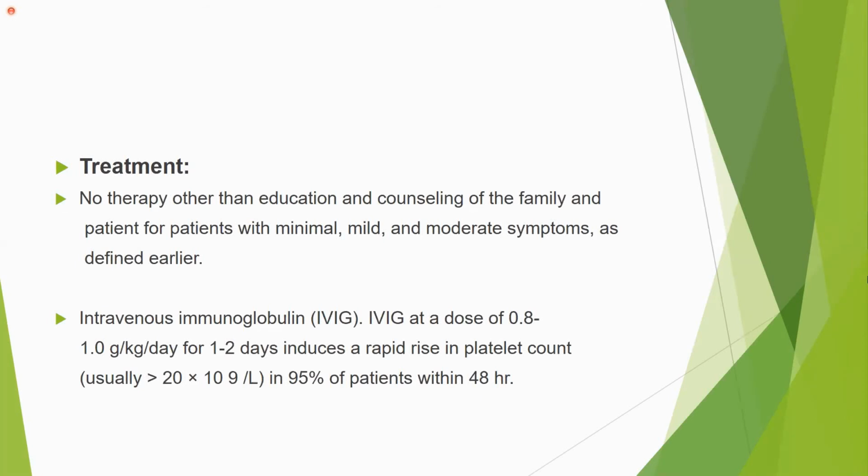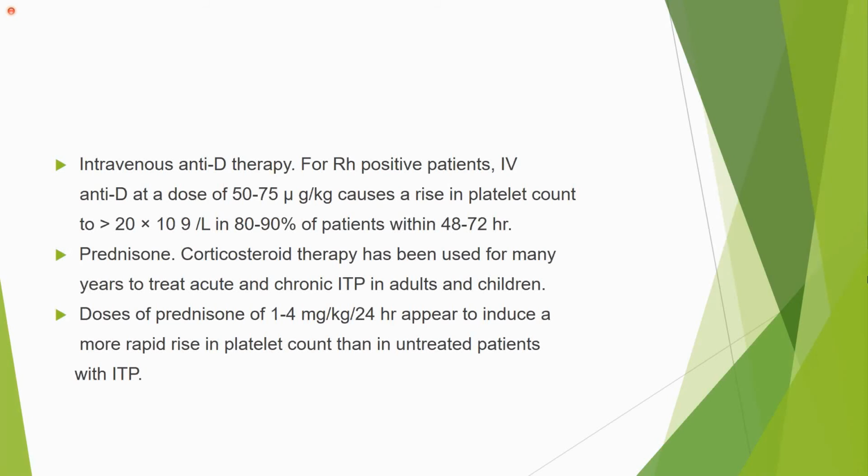IVIG is given at a dose of 0.8 to 1 gram per kg per day for 1 to 2 days. It induces a rapid rise in platelet count in 95% of the patients within 48 hours. Intravenous anti-D therapy for Rh positive patients, IV anti-D at a dose of 50 to 75 microgram, causes a rise in platelet count to more than 20 in 80 to 90% of the patients within 48 to 72 hours.